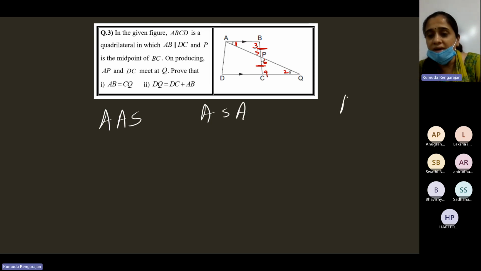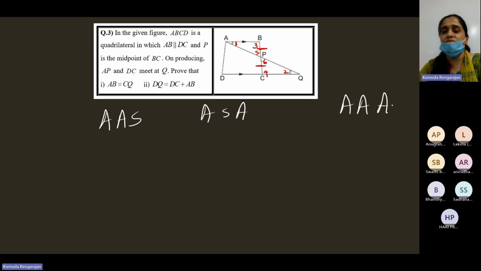AAA is not a valid congruence rule. You cannot write angle 1 is equal to angle 2, angle 3 is equal to angle 4, angle 5 is equal to angle 6, so they are congruent. AAA is not a valid congruence criterion. So you cannot write all the 3 pairs of equal angles. Since you have more information, you can use 2 pairs of equal angles and 1 pair of equal sides.